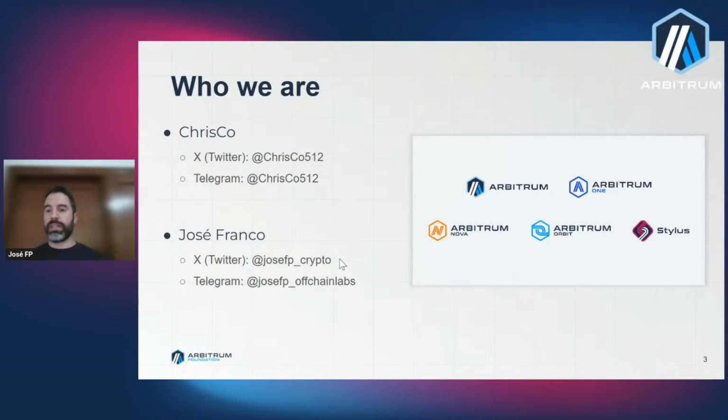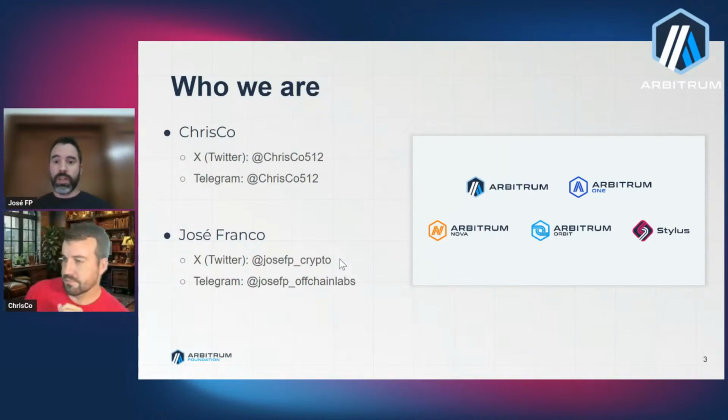But first of all, I'd like to introduce ourselves. My name is Jose Franco. Here with me is my colleague Crisco. We are both integration engineers at Off-Chain Labs. Off-Chain Labs are the service providers for the Arbitrum Foundation and are the initial developers of Arbitrum 1 and Arbitrum Nova before they were transferred to the DAO. Off-Chain Labs are also the developers of Arbitrum Orbit and Stylus, which is what we're going to talk about today. If you don't know what any of these mean, we invite you to go to our Discord server, and then we'll be more than happy to answer your questions there, okay?